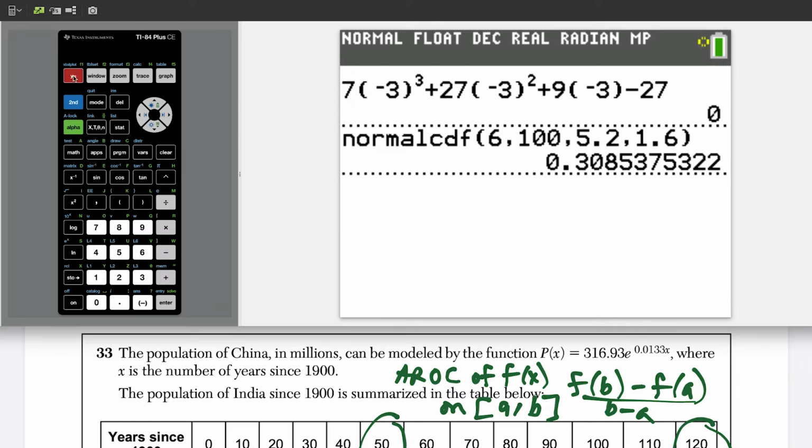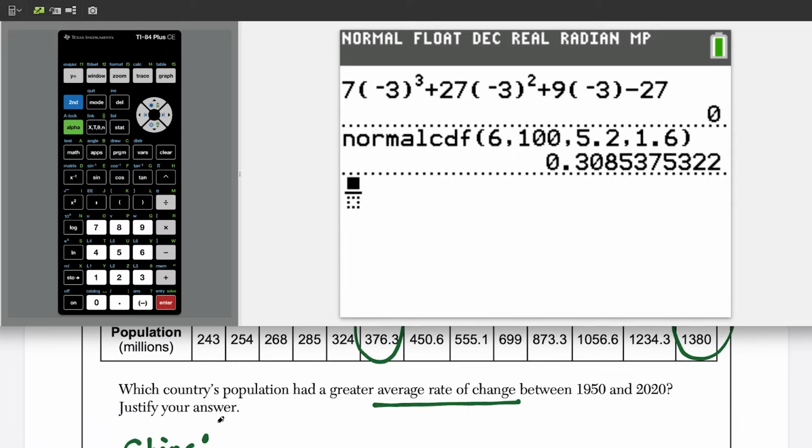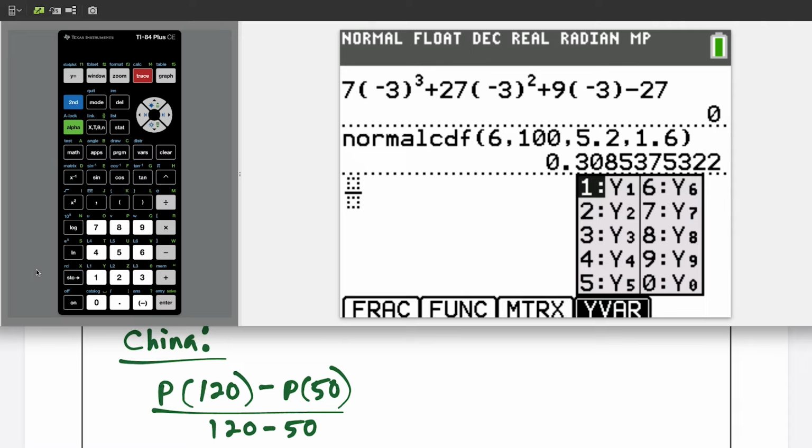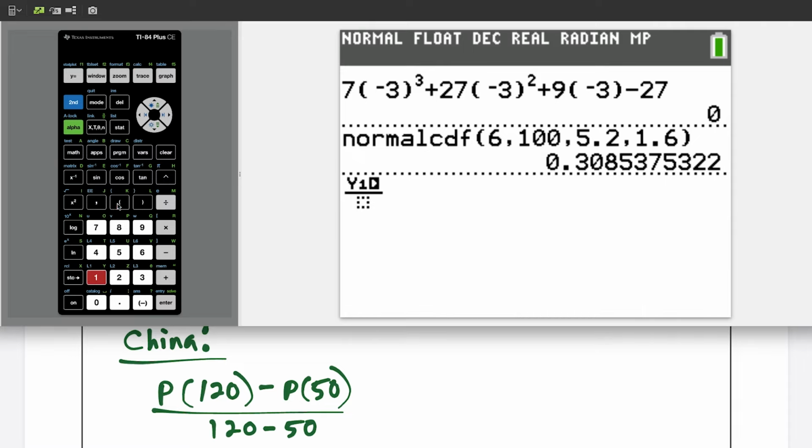I'm going to press alpha y equals enter. And our goal is to find P of 120 minus P of 50. So P of x I wrote in the y1 spot. So here's a nice trick. We could press alpha trace to pull up y1. And I'm going to do y1 parentheses 120. And this tells the calculator to evaluate the function at 120.